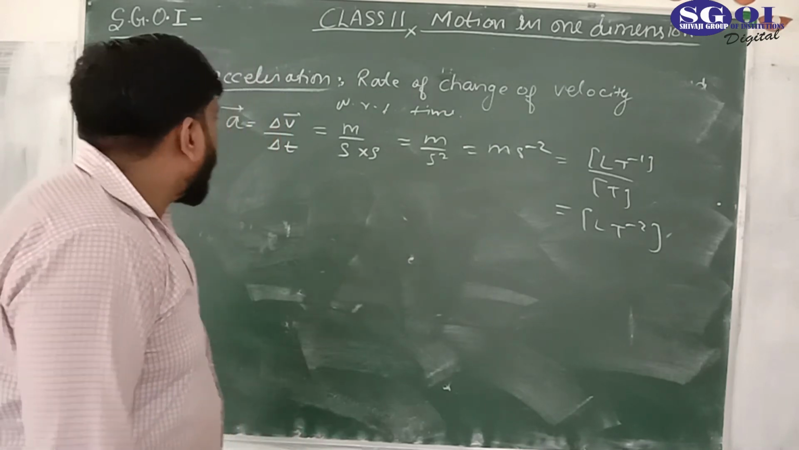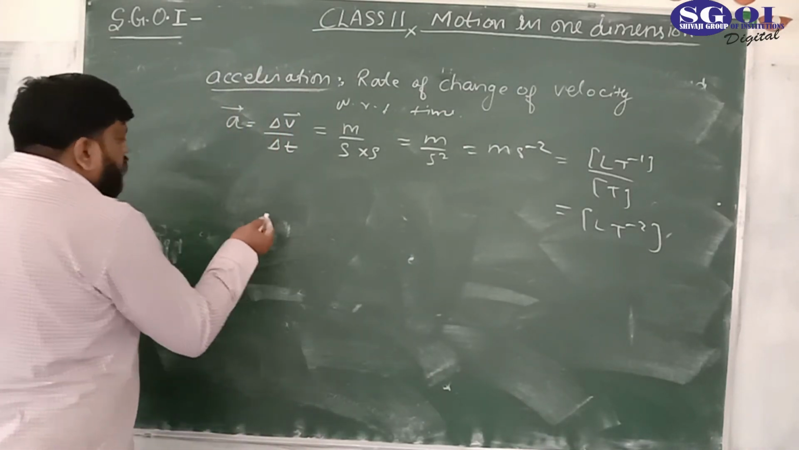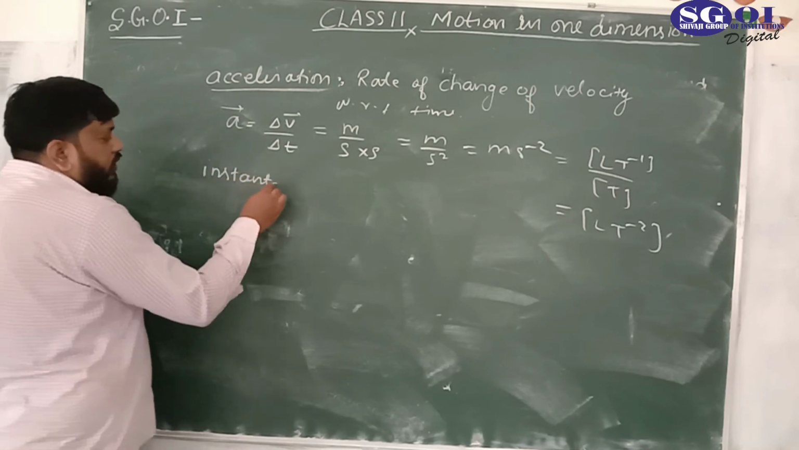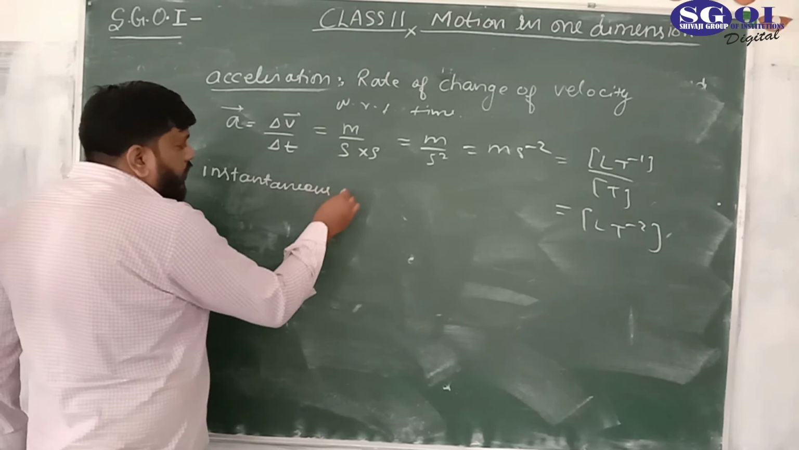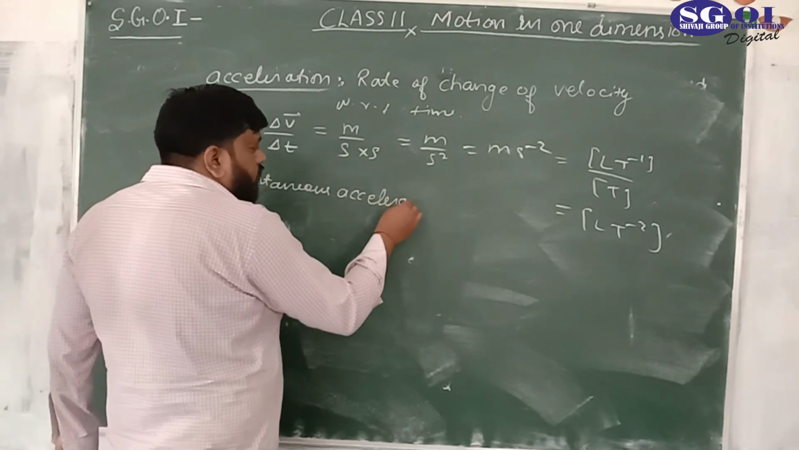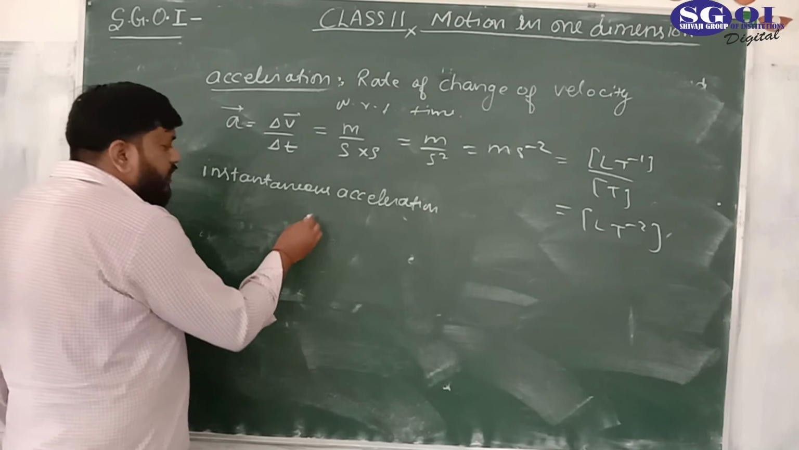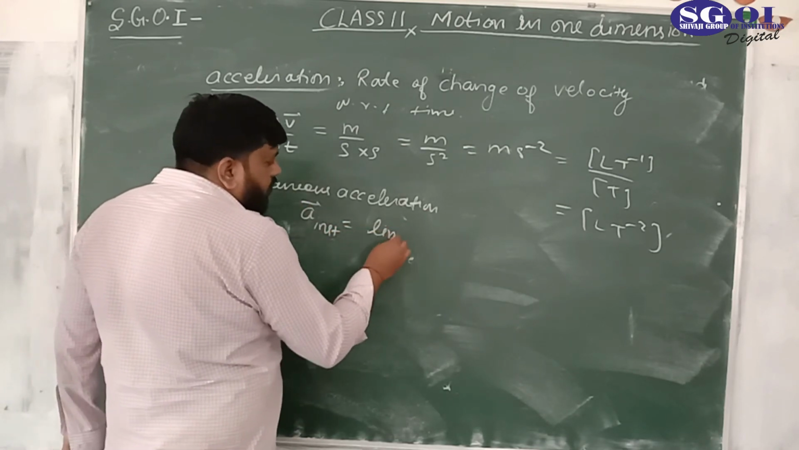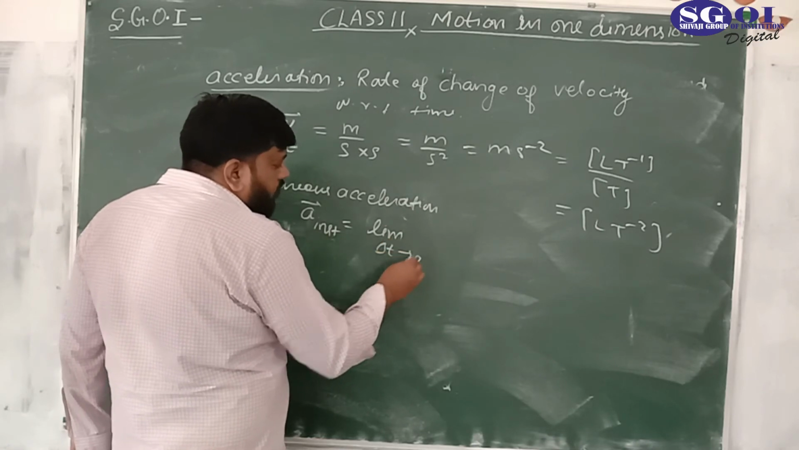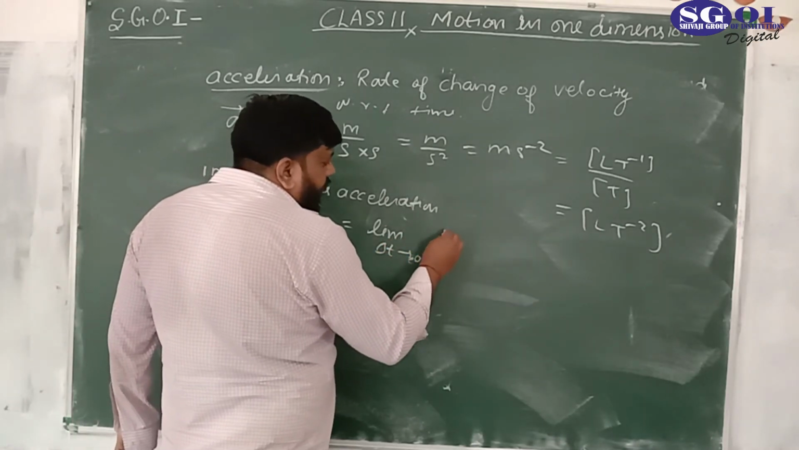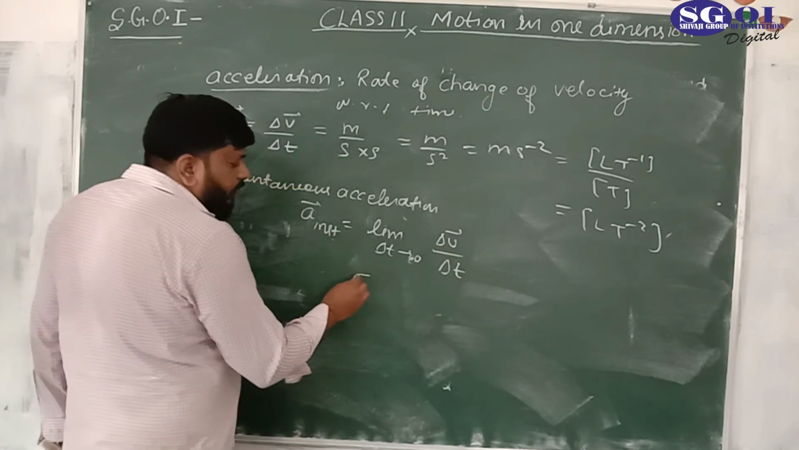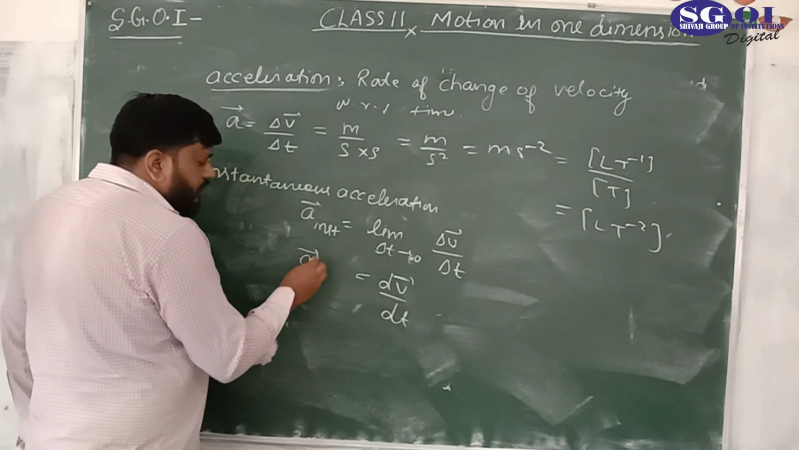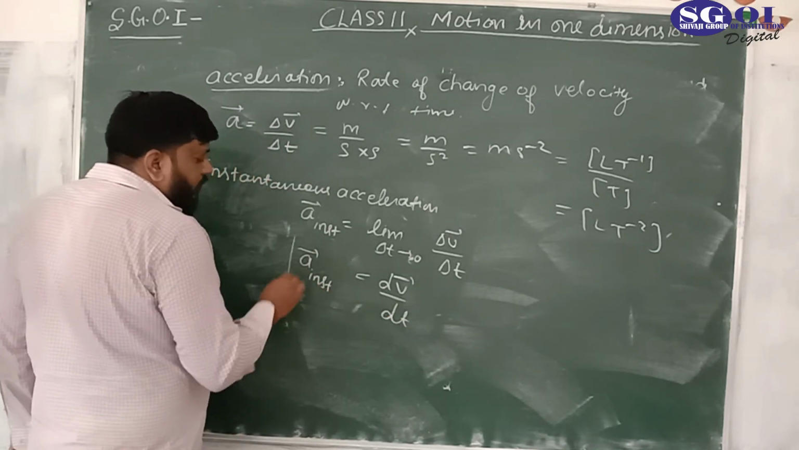Now we are going to define instantaneous acceleration. Instantaneous acceleration, a instantaneous, equals limit delta t tends to 0, delta v vector upon delta t. So it would be simply dv by dt. So a instantaneous is dv by dt.